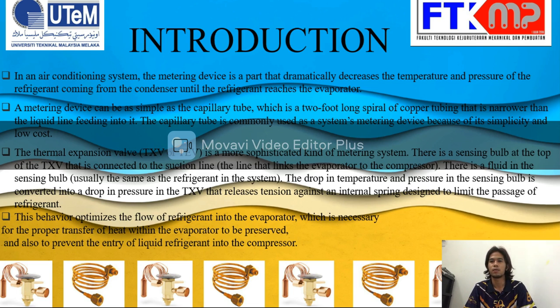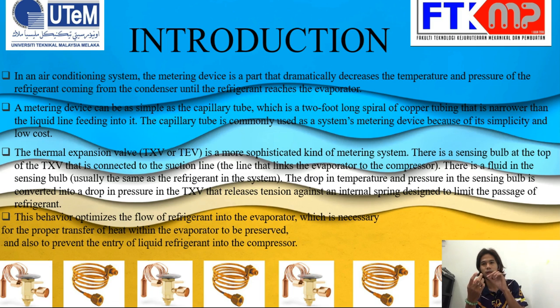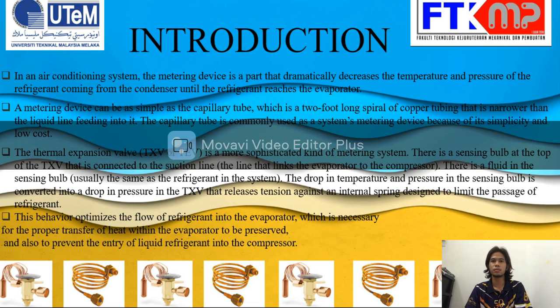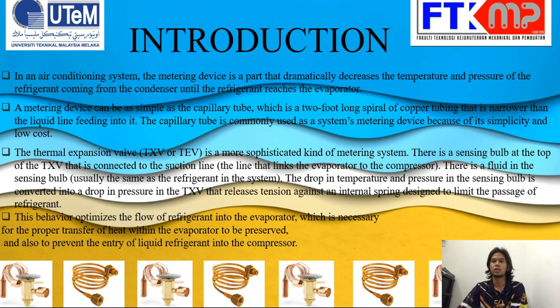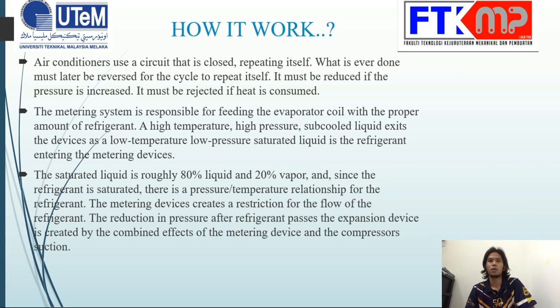There is a sensing valve. In a metering device, there is a sensing bulb at the top of the TXV that is connected to the suction line. There is a fluid in the sensing bulb. The drop in temperature and pressure in the sensing bulb is converted into a drop in pressure in the TXV and releases tension.